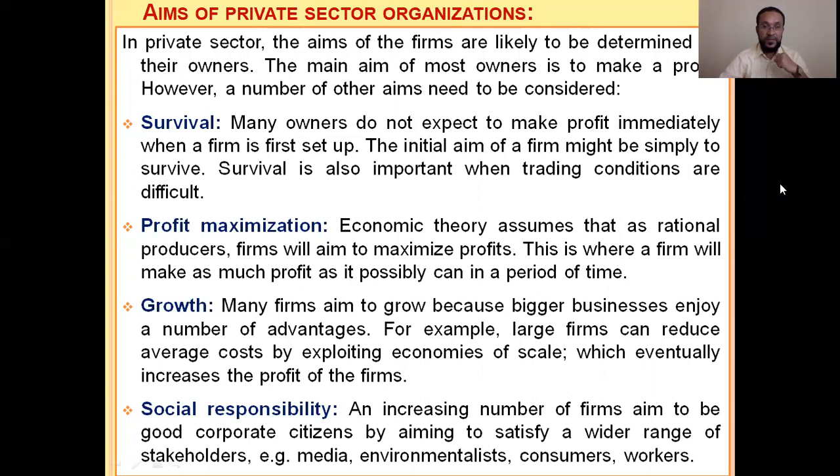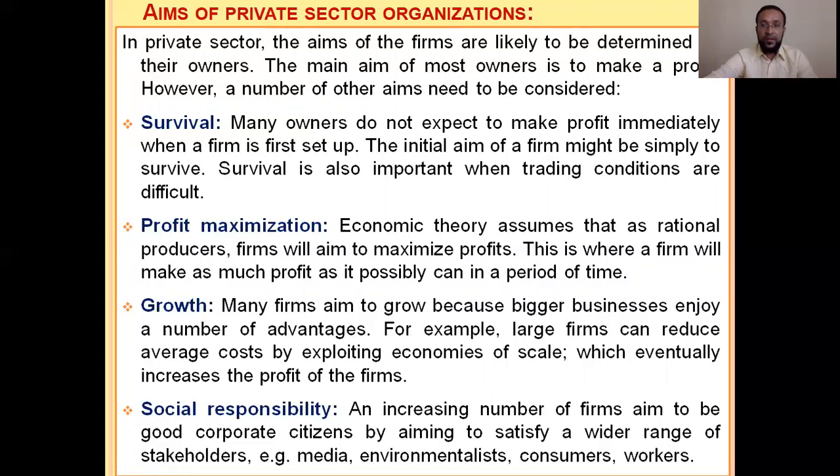Next is profit maximization. Economic theory assumes that rational producers, firms, will aim to maximize their profits. This is where a firm will make as much profit as it possibly can in a period of time. The next aim of the private sector organization is growth. Many firms aim to grow because bigger businesses enjoy a number of advantages.